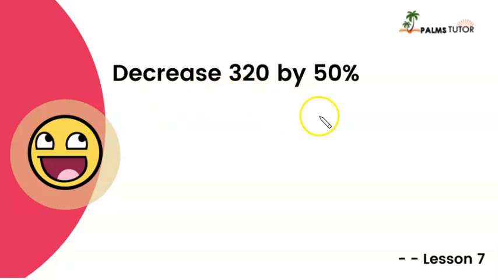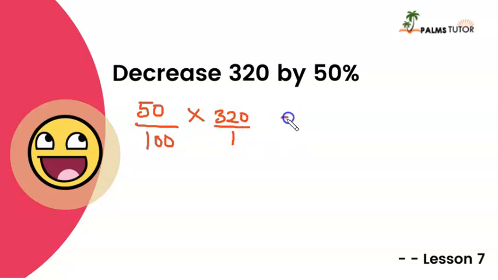So let's decrease 320 by 50%. We are not taking away 50. 50 is not 50%. They're different things. So first we'll find the 50% of 320. What is 50% of 320?